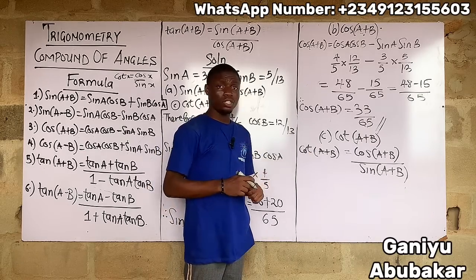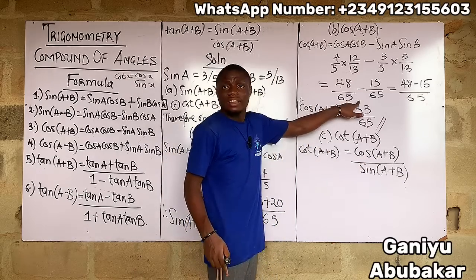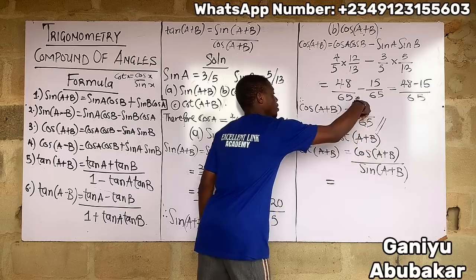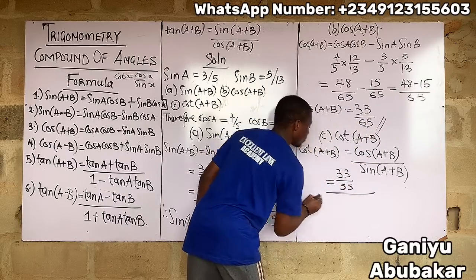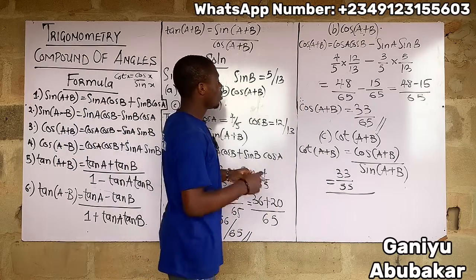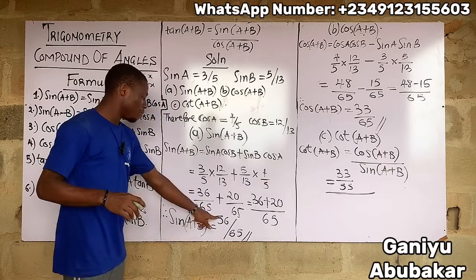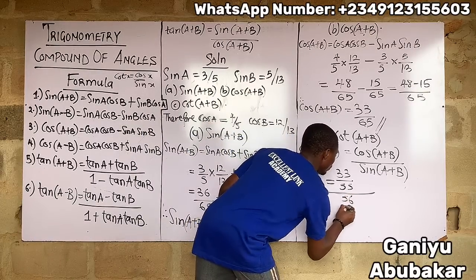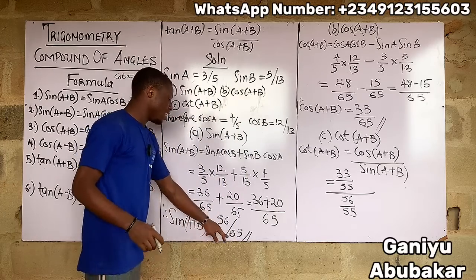So I've gotten my real value for cos A plus B. Cos A plus B is 33 over 65. So cot A plus B is 33 over 65 divided by what's sine A plus B? Check. Do you have the value for sine A plus B? Sine A plus B is 56 over 65.